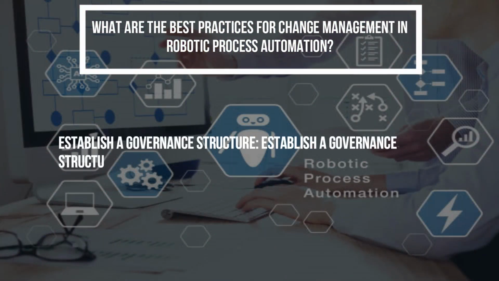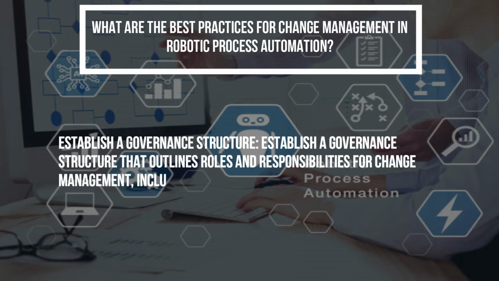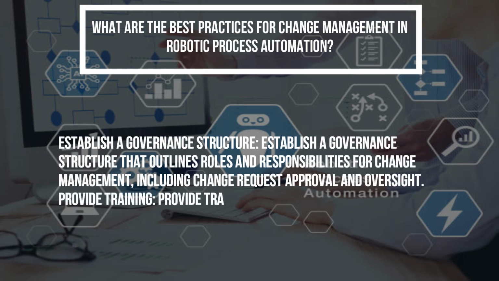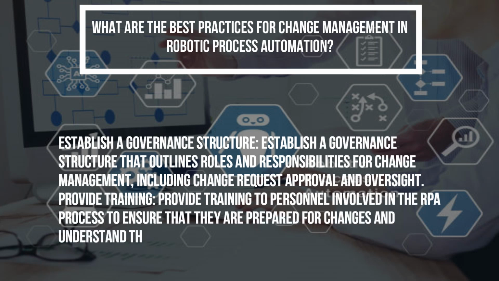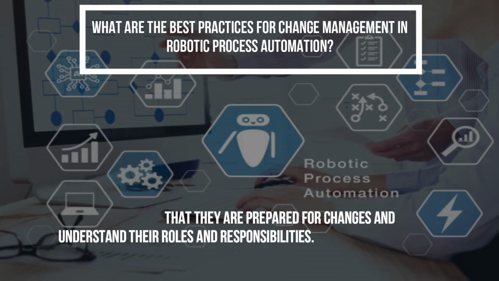Establish a governance structure. Establish a governance structure that outlines roles and responsibilities for change management, including change request approval and oversight. Provide training. Provide training to personnel involved in the RPA process to ensure that they are prepared for changes and understand their roles and responsibilities.